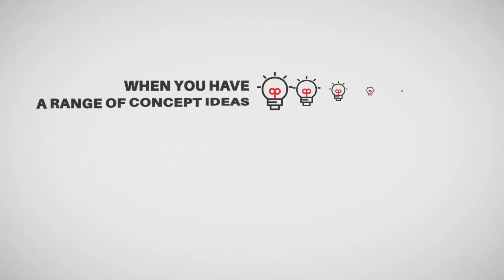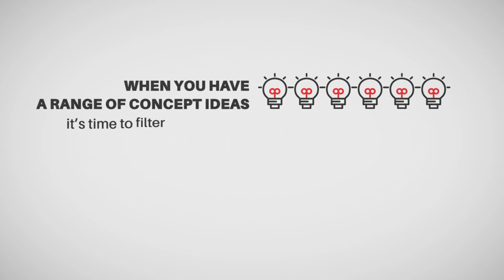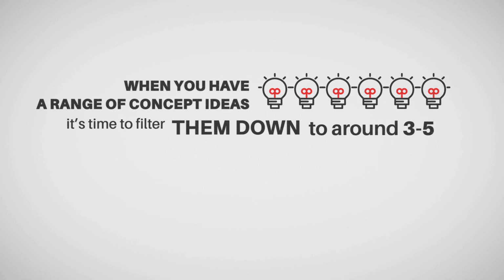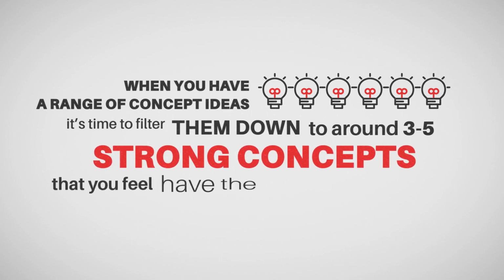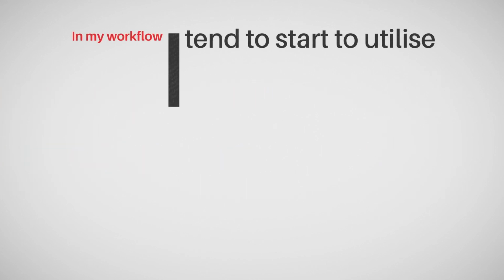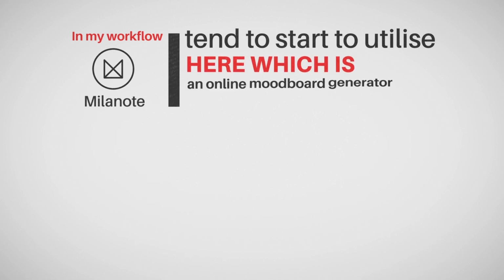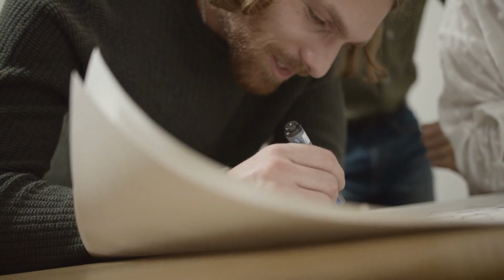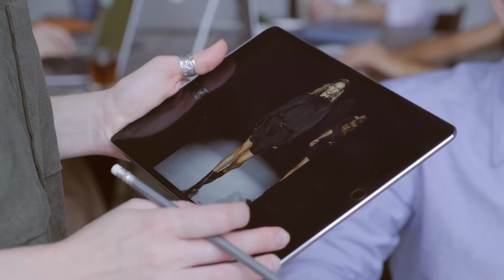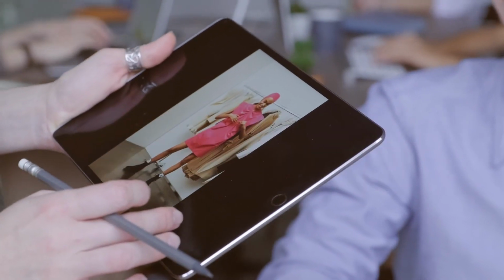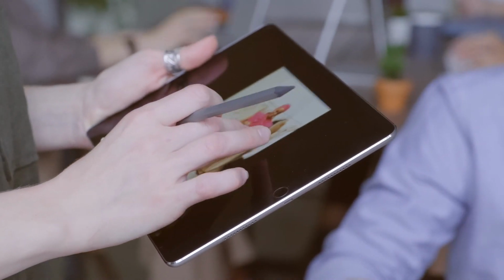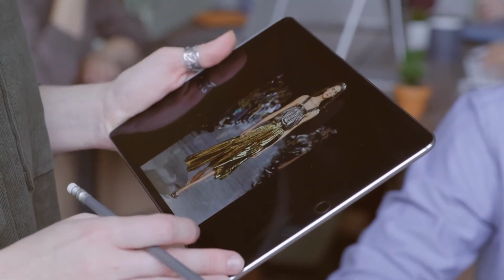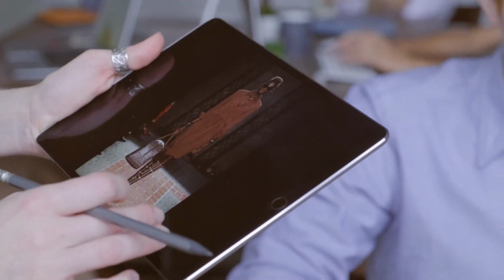So when you have a range of concept ideas, it's time to filter them down to around 3 to 5 strong concepts that you feel have the greatest potential. Now in my workflow, I tend to start to utilize Milanote, which is an online mood board generator among other things. But you can create a mood board physically or online, it's completely up to you what you do. The idea is to source relevant imagery, existing logo designs, and specific color hues, also examples of typography that might be relevant to your design.